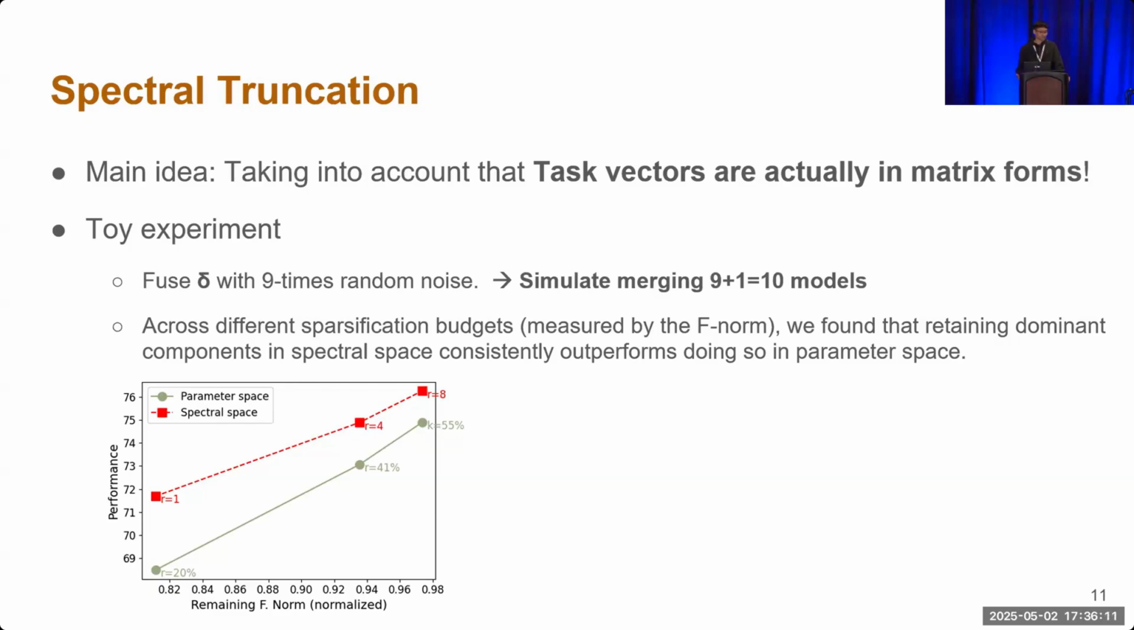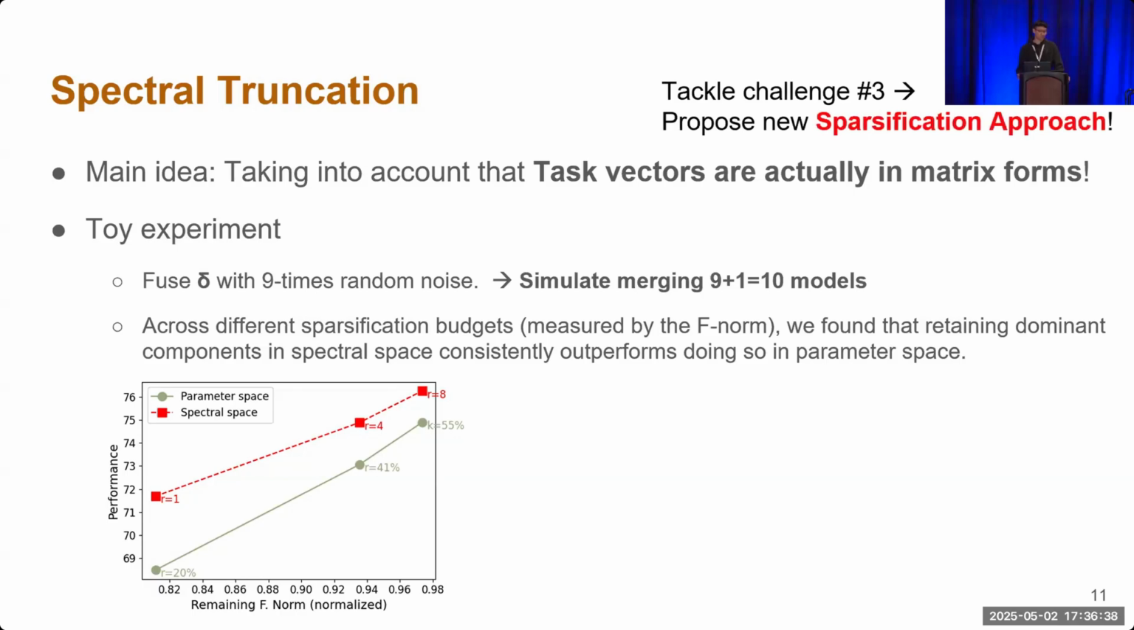here. So we simulate a scenario of merging 10 models by fusing task vectors with 9 times random noise. We measure the extent of specification by Frobenius norm. And through the figure on the slide here, we can see that under the same specification budget, spectral space is better to extract useful and noise-resistant components compared to the parameter space.